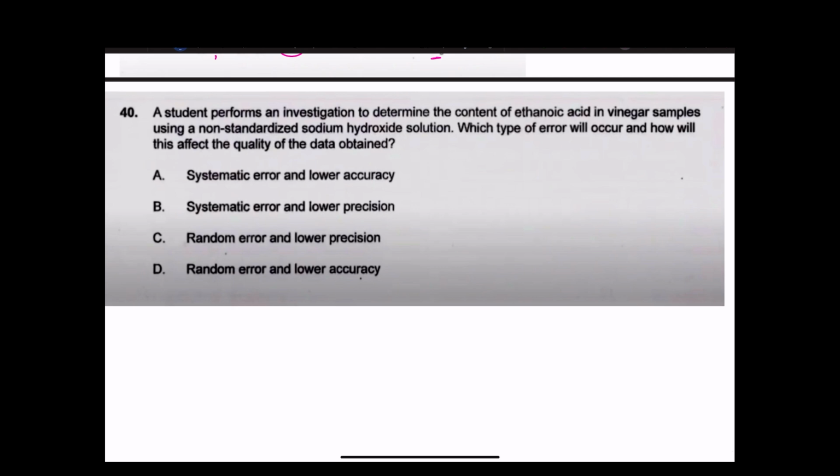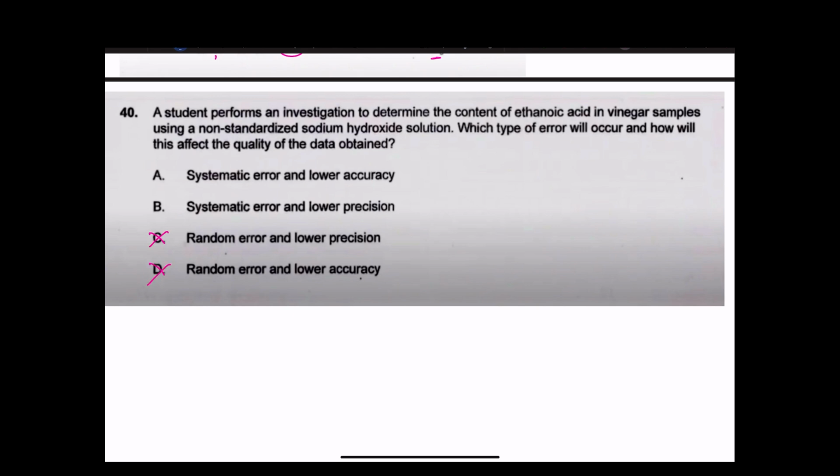Now the last question of this paper, a student performs an experiment to determine the content of ethanoic acid in vinegar samples using a non-standardized sodium hydroxide solution. What type of error will occur and how will this affect the quality of data obtained? So, as the exact concentration is not known, right, it will introduce a systematic error and all measurements will constantly deviate from this value, right? So there will be a systematic error but not a random error because concentration of NaOH is not known. Eliminate option C, option D.